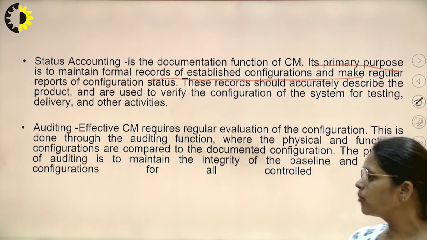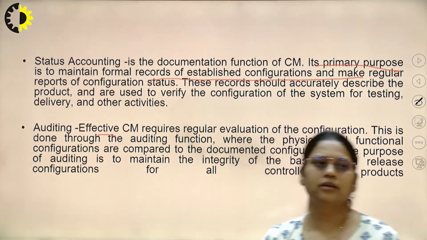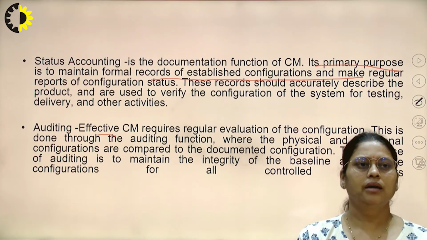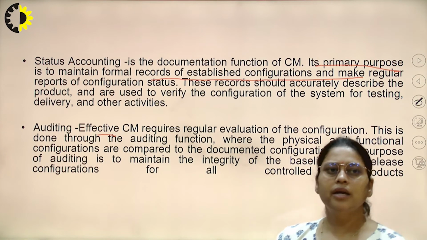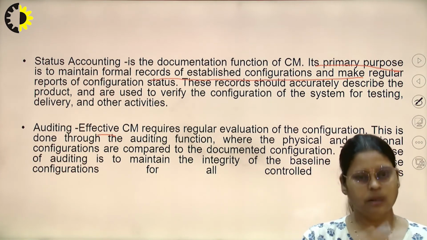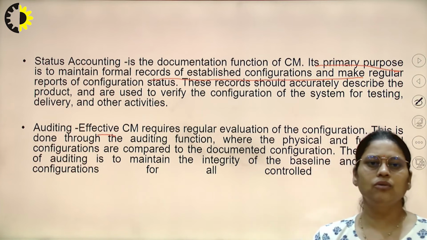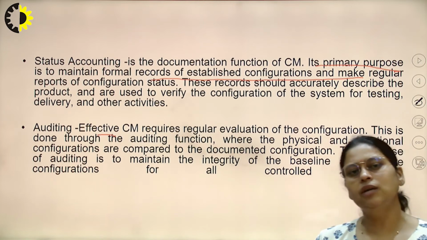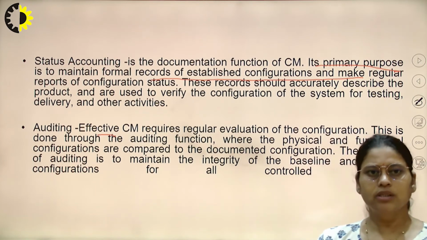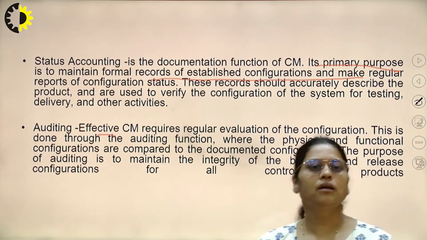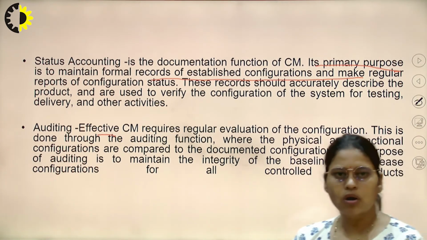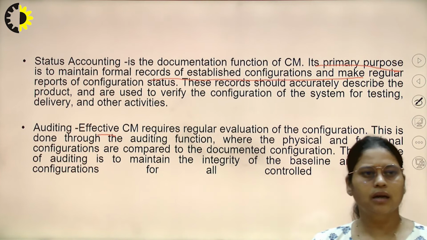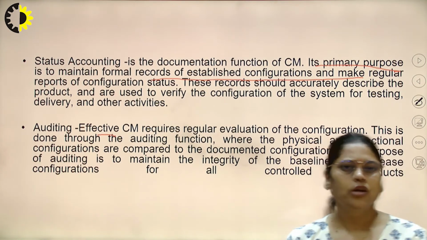Now the last step of configuration management is auditing. In the auditing process, effective configuration management requires a regular evaluation of the configuration. Auditing means we continuously monitor the performance, we continuously monitor the changes which have been made in the project, and we continuously upgrade the record also. This is a part of auditing. So in the auditing part, configuration management requires a regular evaluation of the configuration.